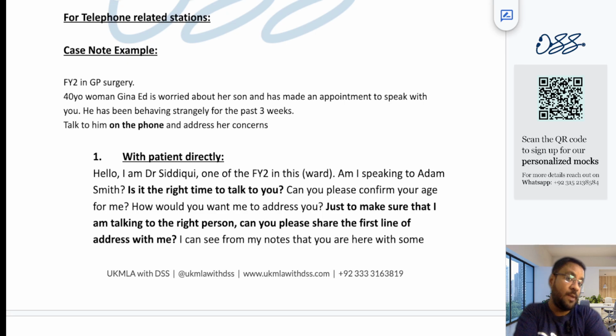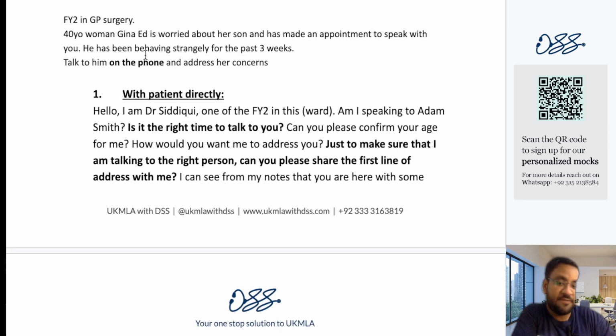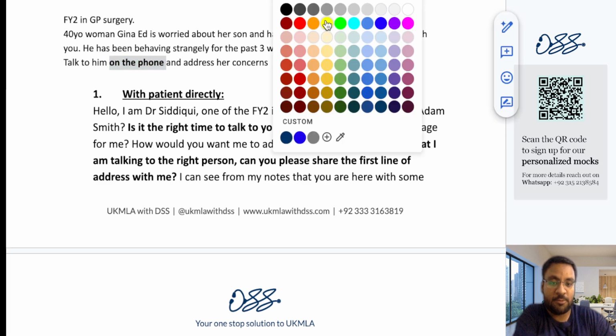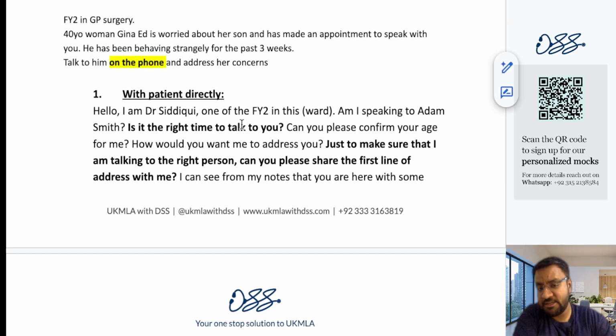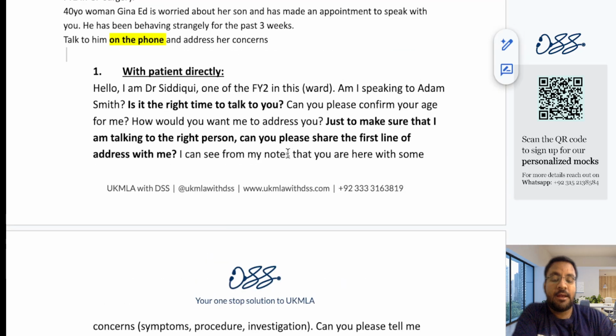So you should be very well aware of how to deal with the telephone scenarios, and how to begin a telephone related scenario, because there would be some additional things, some variations in the introduction that you need to do. Number one, if there would be a telephone scenario, it would be written outside that Mr. XYZ is on the phone, talk to him on the phone and address their concern. The telephone scenario can also have two variations. Number one, you may be directly talking to the patient on the telephone, or number two, you may be talking to the relative on the telephone. For both cases, there would be a slight variation that you would have to do.